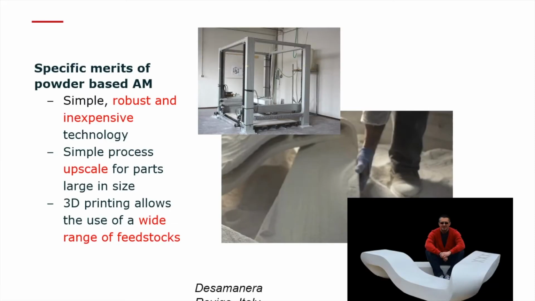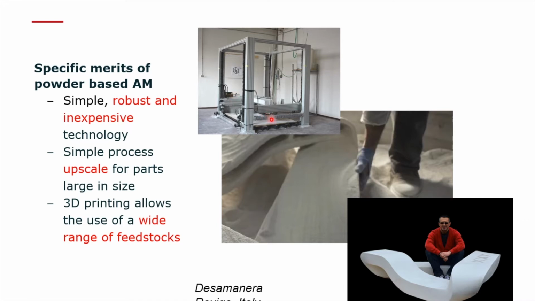So why do we like powder-based additive manufacturing? The specific merits are that it's a robust process and it's easy to scale up. We see a machine which has a size of 2 meters times 2 meters times 2 meters, and you can use a relatively simple setup. This machine is located at Manera in Rovigo, Italy. You can check this company under this address. That's the CEO, Antonino Italiano. We collaborate with him in an EU project.